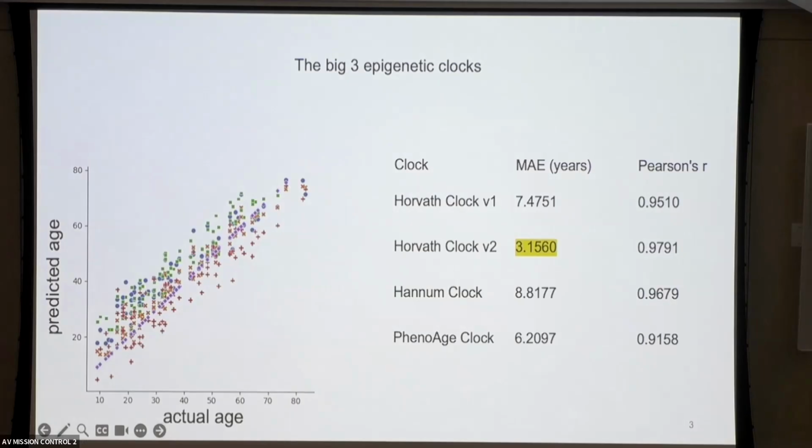It's been 10 years, or almost 12 years, since the first release of the epigenetic clocks, and many new updates have been released. These are the big three epigenetic clocks. The first version, as you can see, had a mean absolute error for the age of around 7 years, but the second version, which was released around 2018, had 3.1. The Hannum clock and PhenoAge clock tried to challenge the Horvath clock, but it's still around 5 years of mean absolute error.